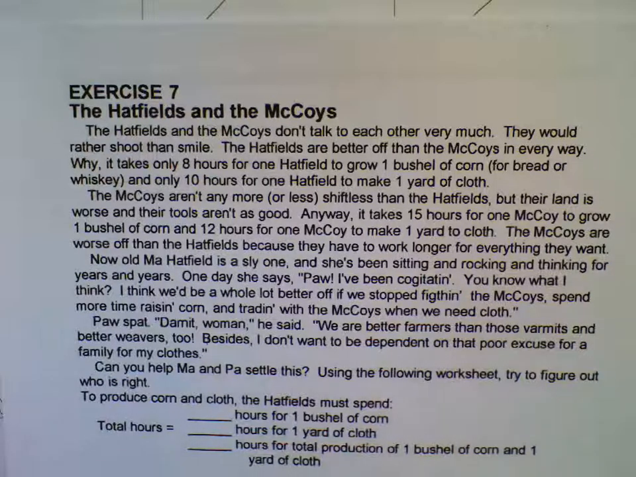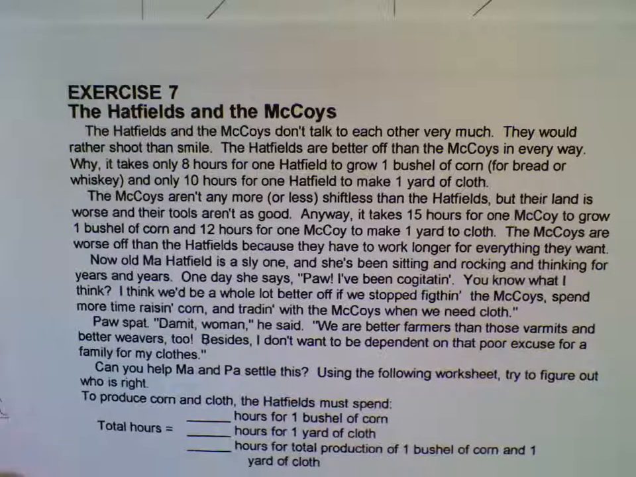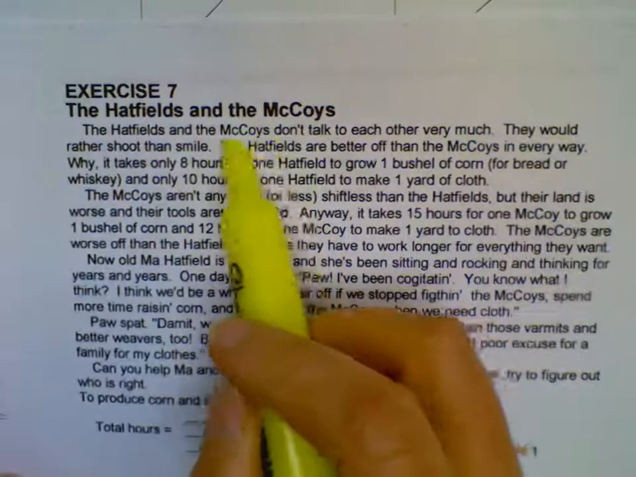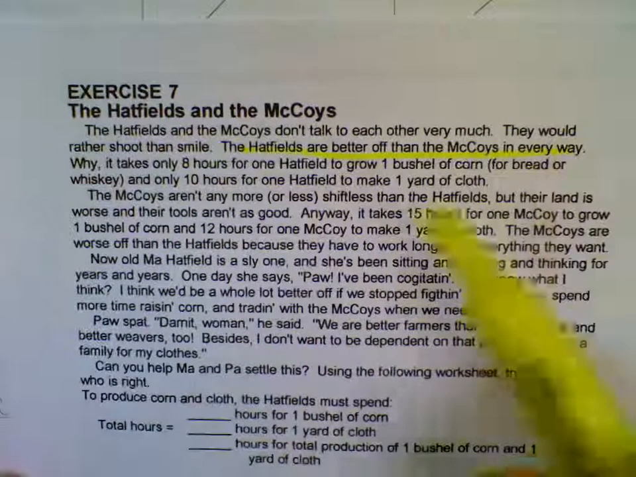So we're going to look at this handout real quick. It shouldn't take us very long to work through it. Hatfields and McCoys don't talk to each other very much. They would rather shoot than smile. The Hatfields, this is important, are better off than the McCoys in every way.